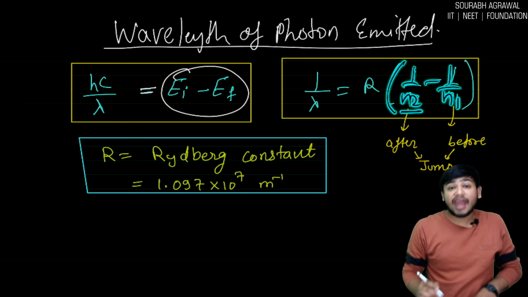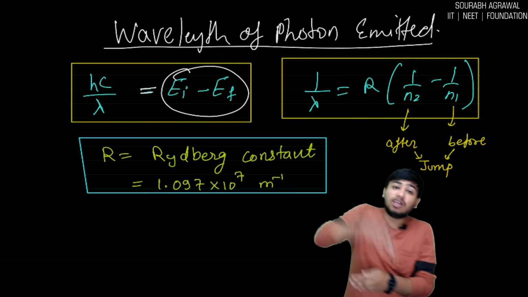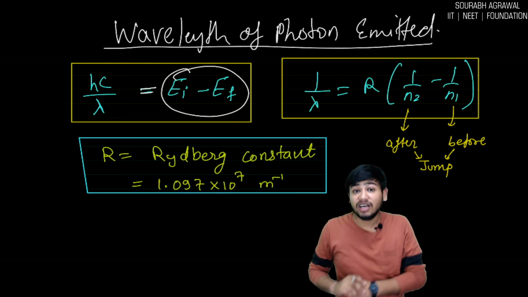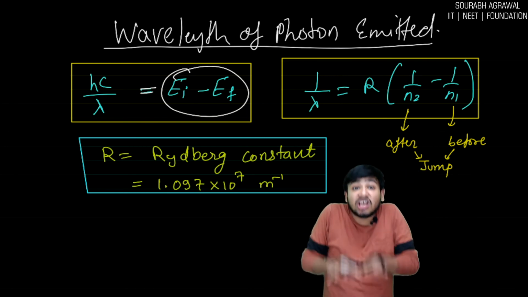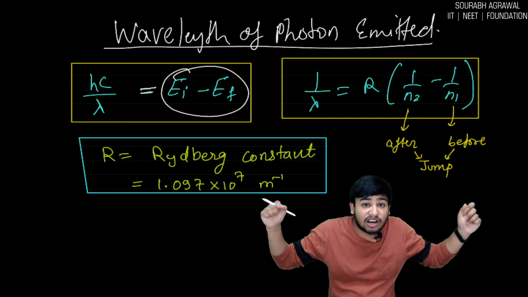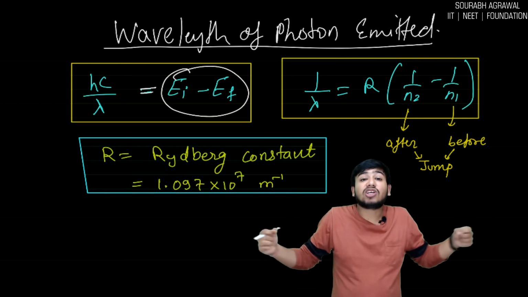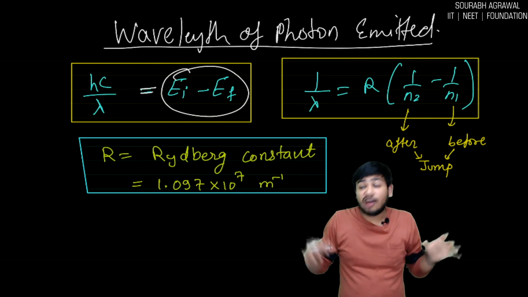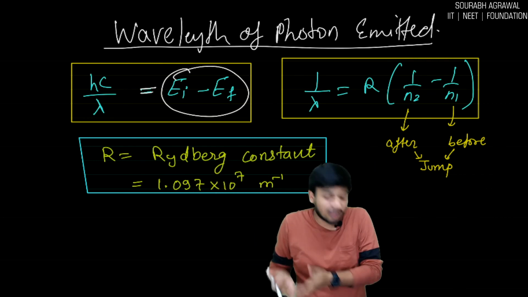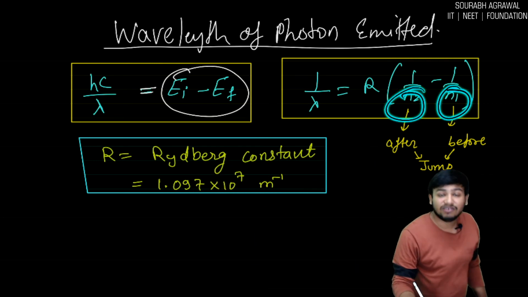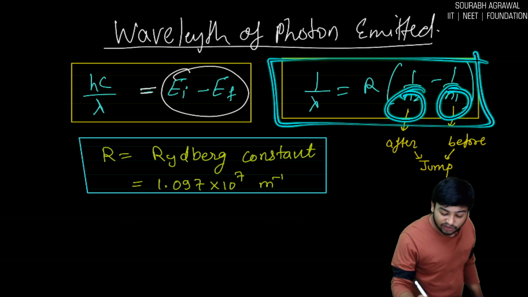What is n2? n2 is the state after jumping. What is n1? n1 is the initial state. Initially, in which orbit the electron is kept, and after jumping, on which state it is coming. That is n2 and n1. If you put the formula here, you will get the answer.